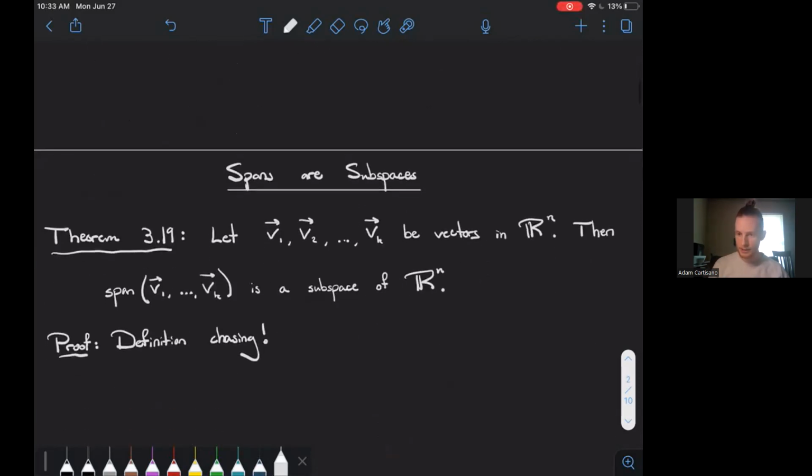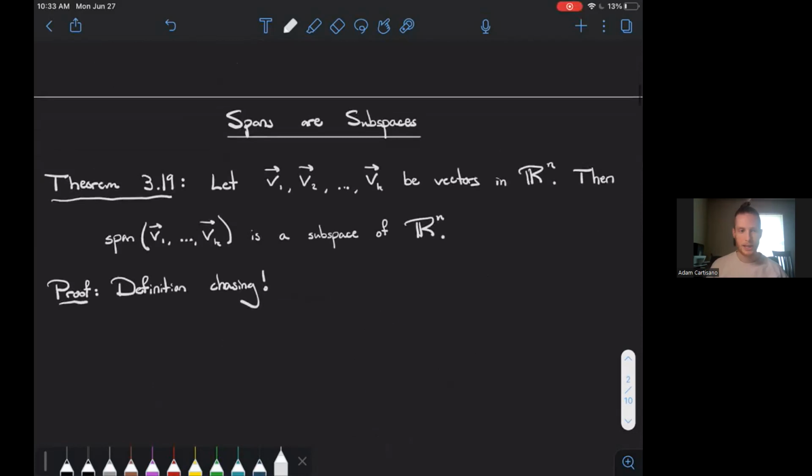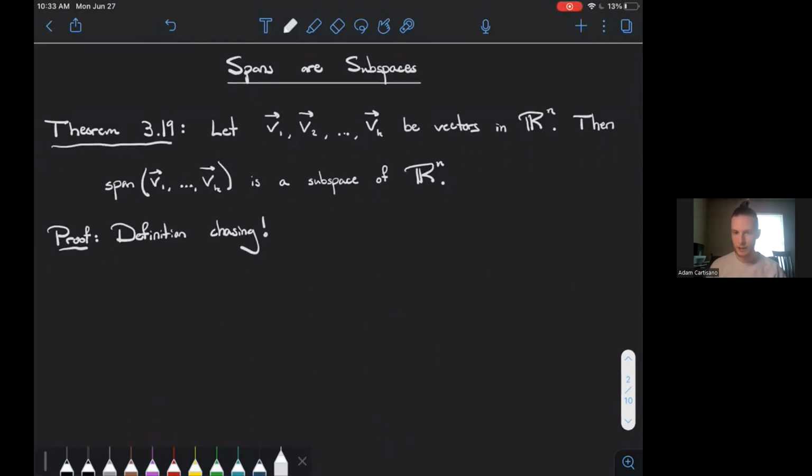So we have a nice theorem coming up, which is that if you have the span of a set of vectors in Rn, that span is automatically a subspace. Okay, that's a theorem. And we're actually going to prove it. We're going to use a technique called definition chasing. You're going to love this one. So what do we have to prove? We have to prove that the span satisfies all three of those properties.